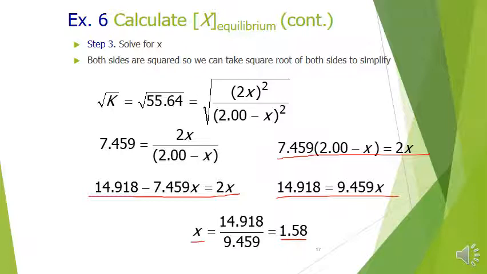Hopefully you saw what we did here. This is from the previous slide, where it said this value right here, 2x squared over 2 minus x squared equals 55.64. Because both of these are squared, you take the square root of it, and you'll get 2x over 2 minus x, and the square root of 55.64.